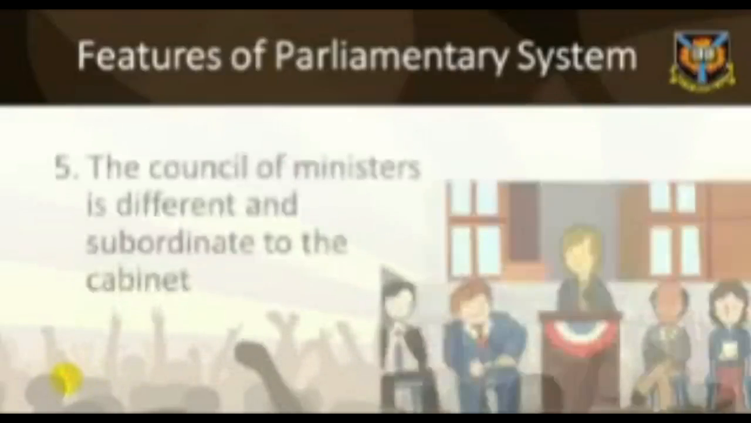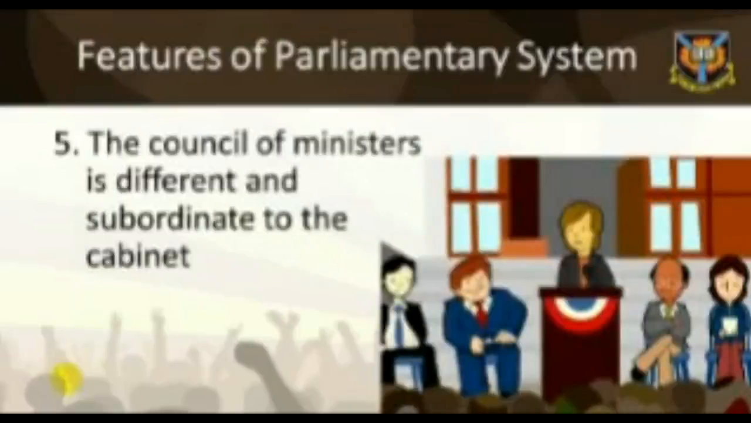5. The Council of Ministers is different and subordinate to the Cabinet. The Cabinet is chaired by the Prime Minister, who appoints the few members who are most influential and important in the Council of Ministers. The Council of Ministers may have more than 50 members, including the Cabinet Ministers, Deputy Ministers, and Parliamentary Secretaries. Among them, the Cabinet Ministers may not be more than 20.